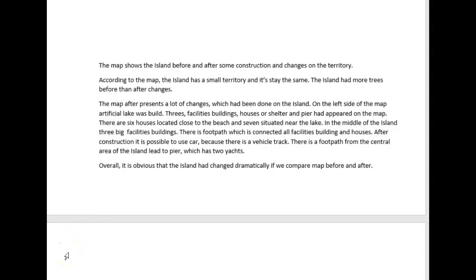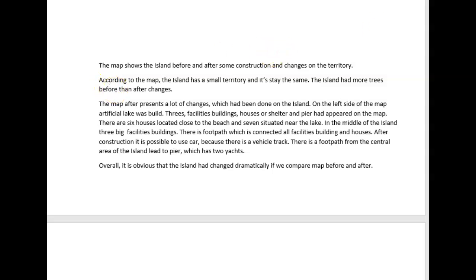The map shows the island before and after some construction and changes on the territory. According to the map, the island has a small territory and its stay the same. The island has more trees before than after changes. Okay, let's try that again. According to the map, the island has a small territory and it stays the same. The island had more trees before than after changes.